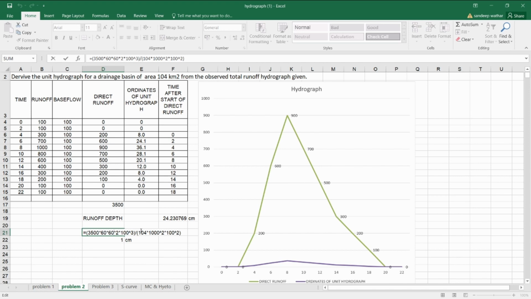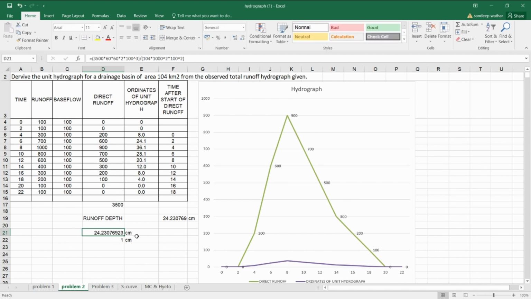Now this whole numerator should be divided by the area. So the area is 104 square kilometer, right? So 104 multiplied by 1000 square will give you the area in terms of meter square. This meter square should be further converted into centimeter square. To do that, again I have multiplied by 100 square. So centimeter cube divided by centimeter square will give you depth in terms of centimeter, right?